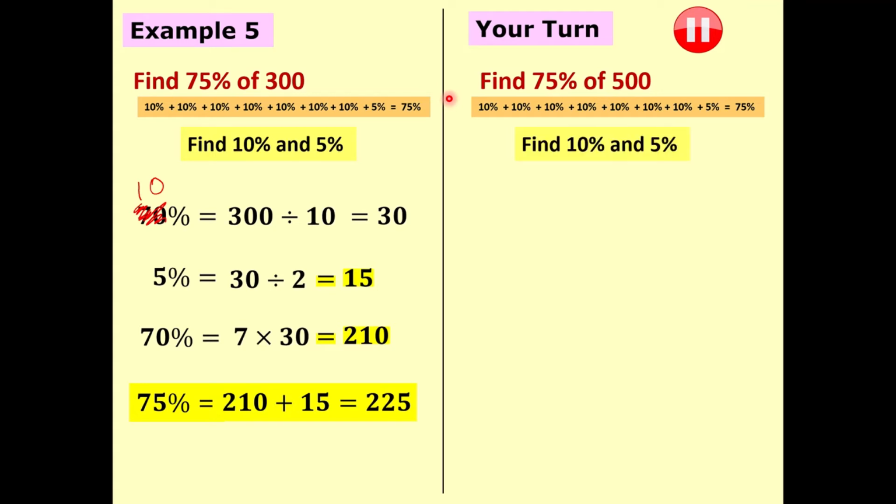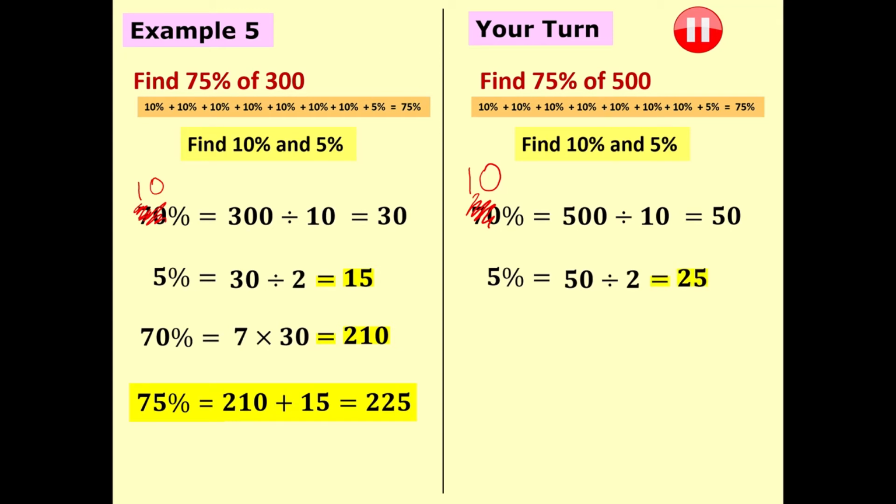So we're going to find 10% and 5% first and then combine it all together to add up to 75%. So again, that should not say 70%, that should say 10%. Let's change it. 10% equals 500 divided by 10 to give you 50. 5% is half of 10%, so we're going to divide our 50 by 2. We're going to half it to get 25.